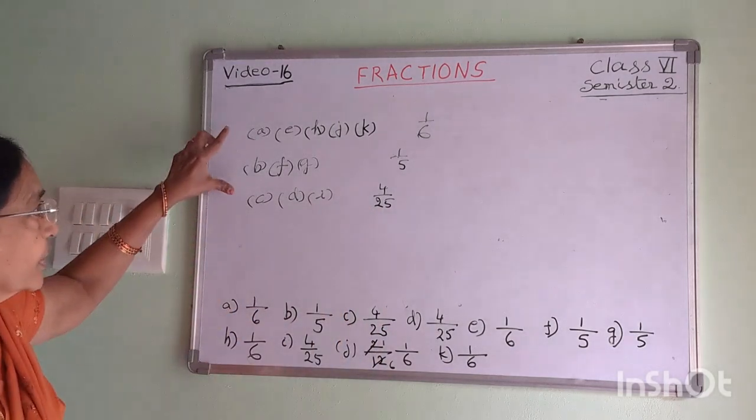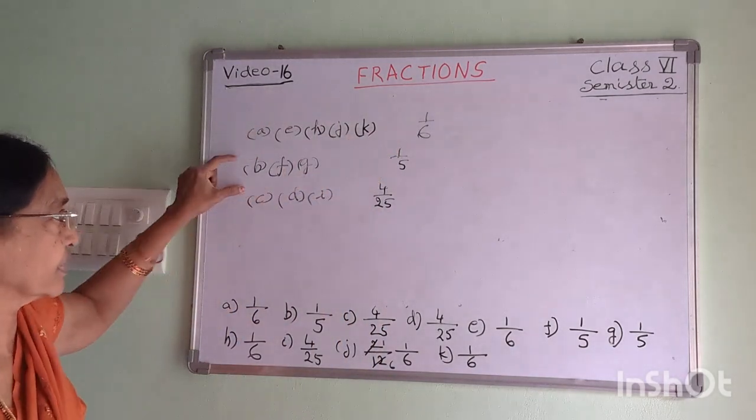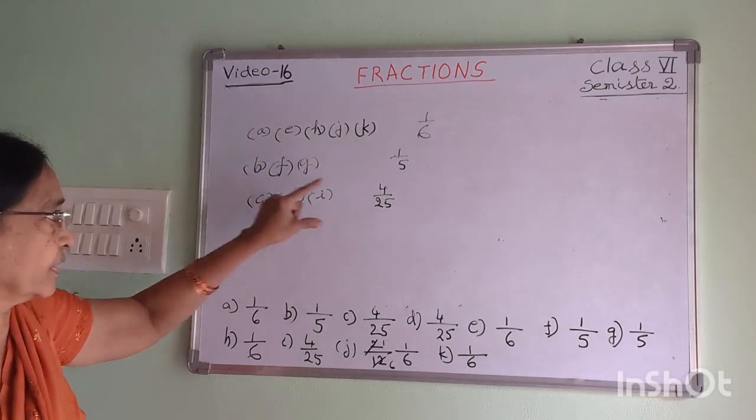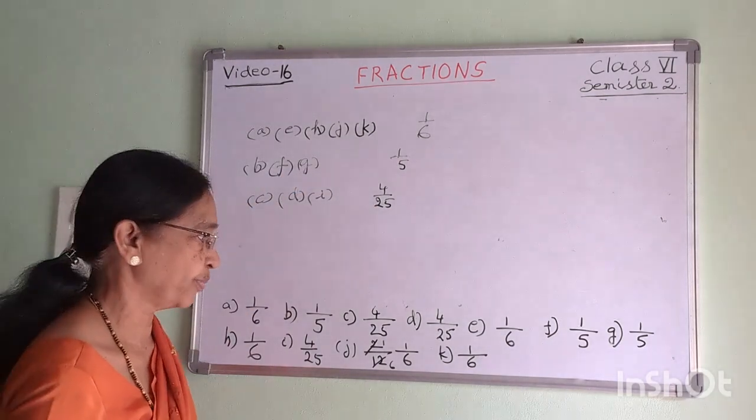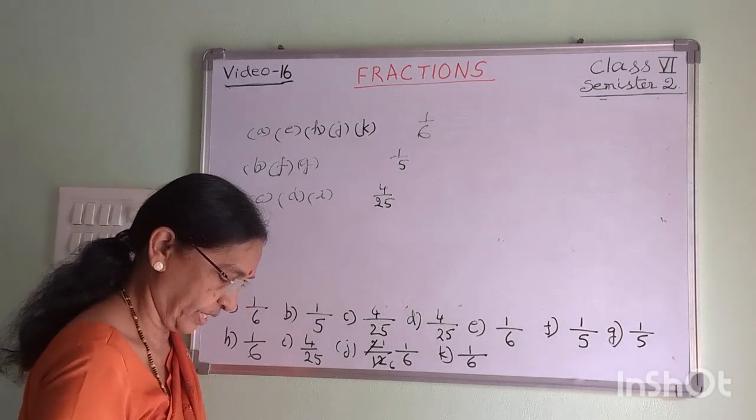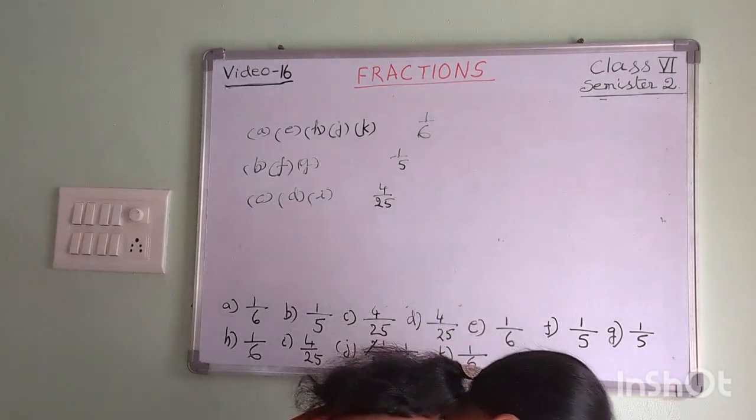So there are 3 groups. One is 1 by 6. The other group is equal to 1 by 5 and the third group is equal to 4 by 25. Thus we can group them into 3 groups.